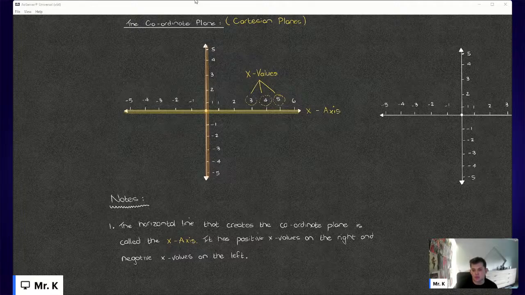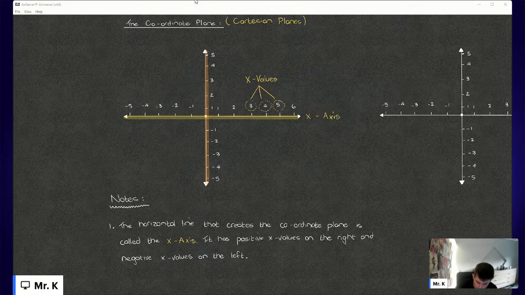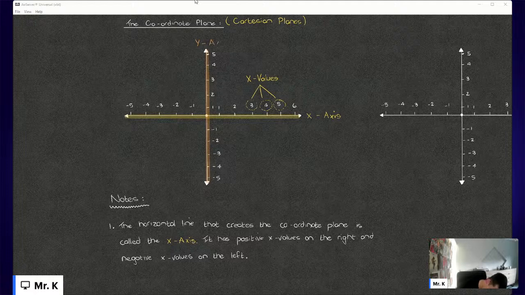Now that means that we need to have a similar setup with the vertical line, right? This vertical line over here that I have highlighted in orange, grade 7s, is known as the y-axis. So x is horizontal, y is vertical.